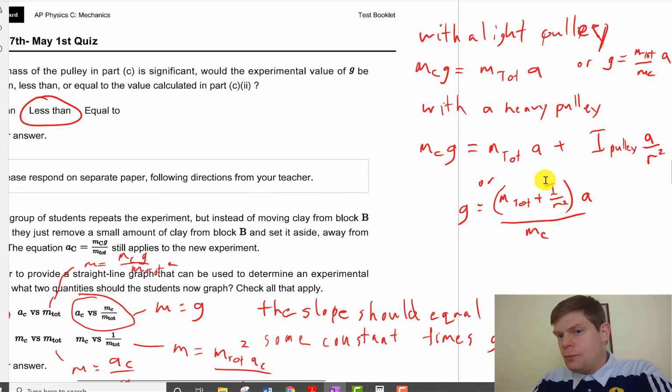If you've got a pulley, your acceleration is related to g, like you need to multiply it by a larger number because g is having to do more. It also has to accelerate the pulley as well as the mass, so a smaller acceleration corresponds to a larger g. So if you're still using this formula, you'll calculate it less than it should be.